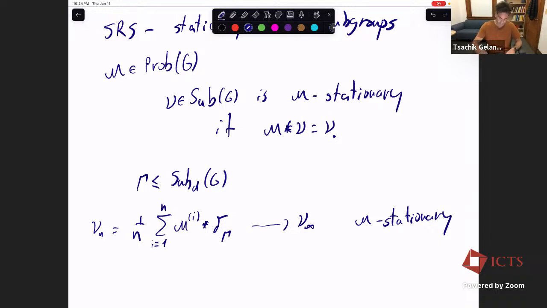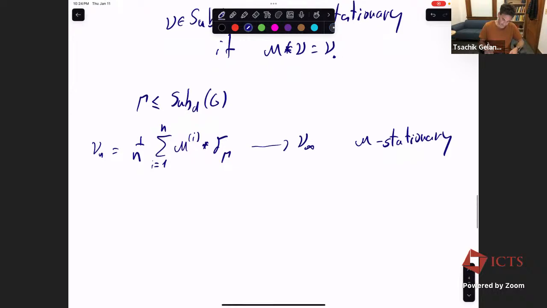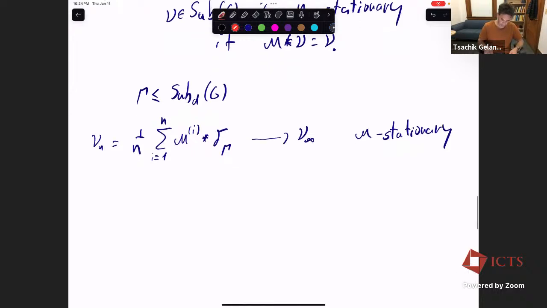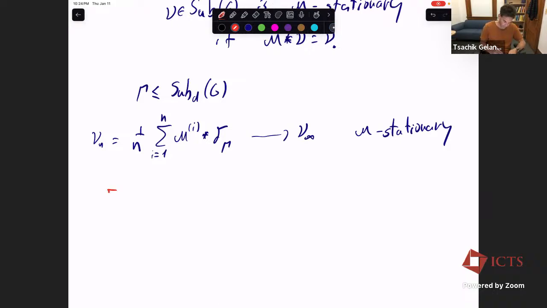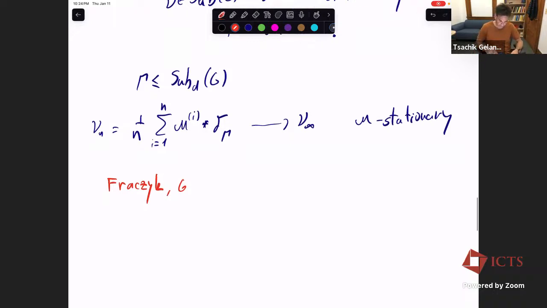And so here is, I'm discussing my recent work, more recent work with Nikolai Frachik. So we proved a theorem that answers a question, or a conjecture, of Margulis.